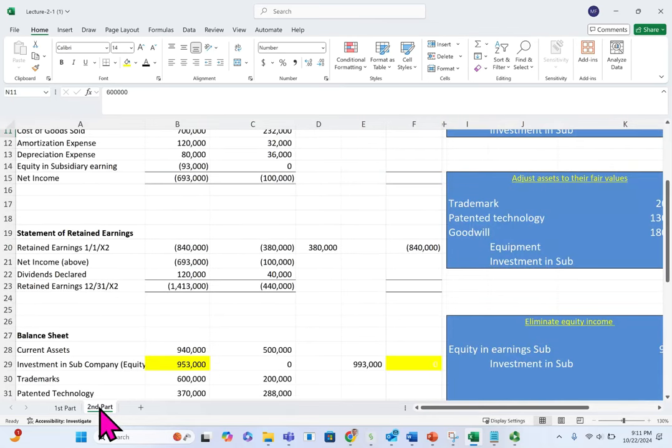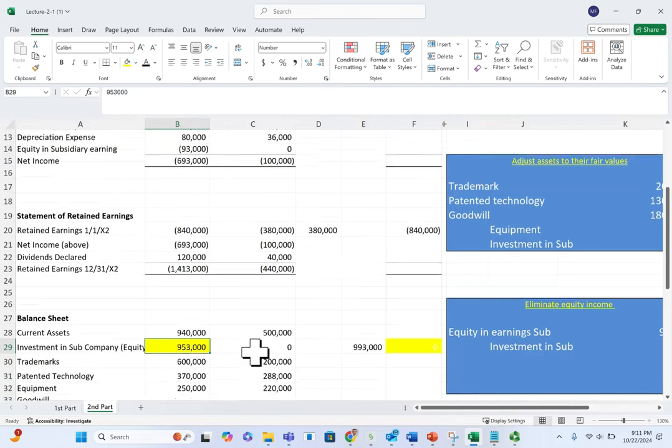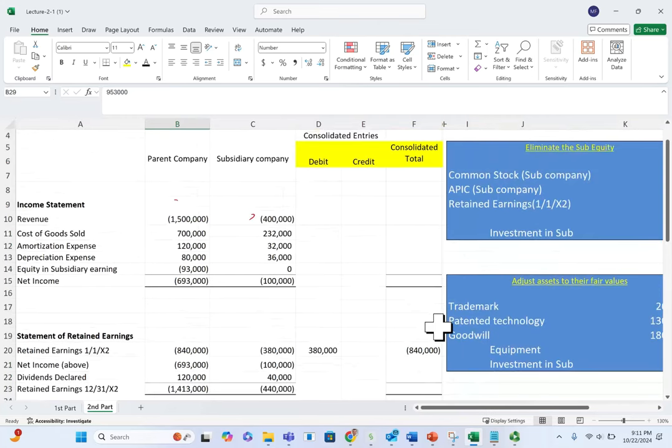Remember, if you bought the assets, you still have the investment on the books. You cannot have the investment on the books and the asset, because the investment on the books is a financial asset. It's the financial asset that you are keeping track of. But once you need to consolidate, you need to put the actual asset on the books. Once you put the actual asset, like the building, the vehicle, the trademark, the patent and technology, the equipment, you have to remove the investment. So now what do I need to do? I need to put my assets on the books.